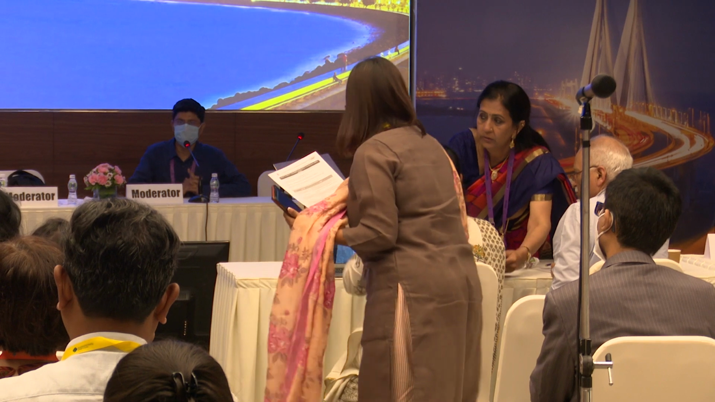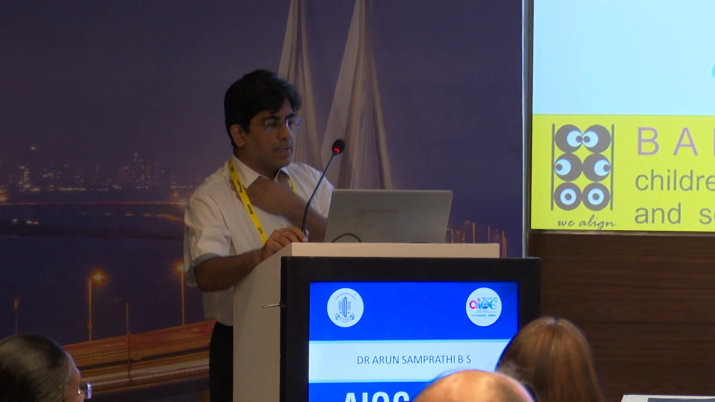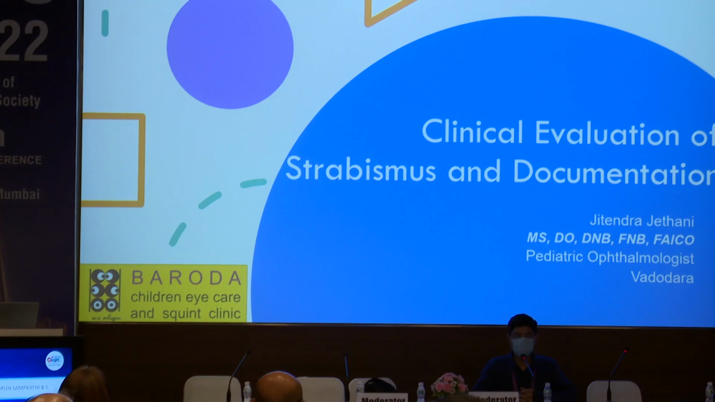Just a quick word on the previous one. We should also document keratometry because we should be sure that it is axial myopia and not curvature myopia. It is very important. And if there is esophoria, it is very easy to give progressive lenses. That would help.